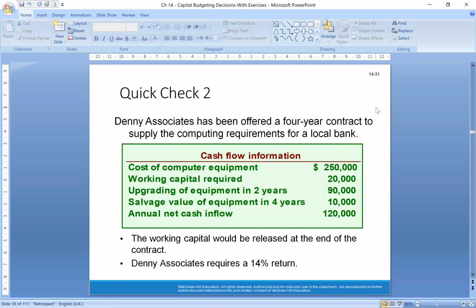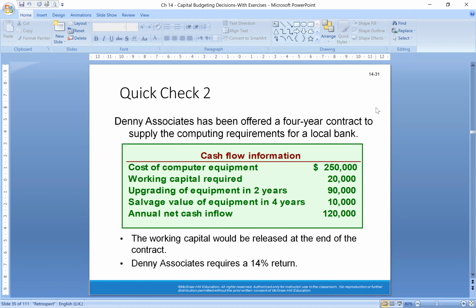Last thing, another example. Denny Associates has been offered a 4-year contract to supply the computing requirements for a local bank. We do have a cost for the computer, 250,000. Working capital required 20,000. Upgrading equipment in 2 years. 2 years means one time or more than one time? One time. Upgrading the equipment in 2 years means after 2 years, I have to maintain or upgrade my computer.